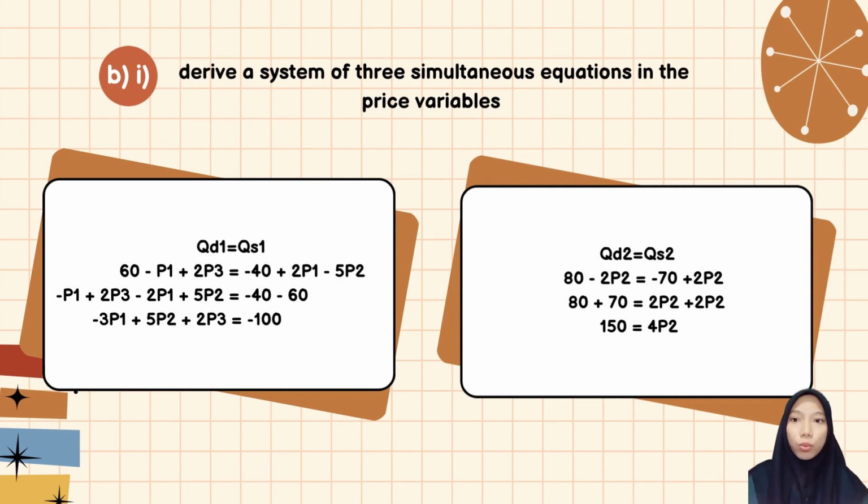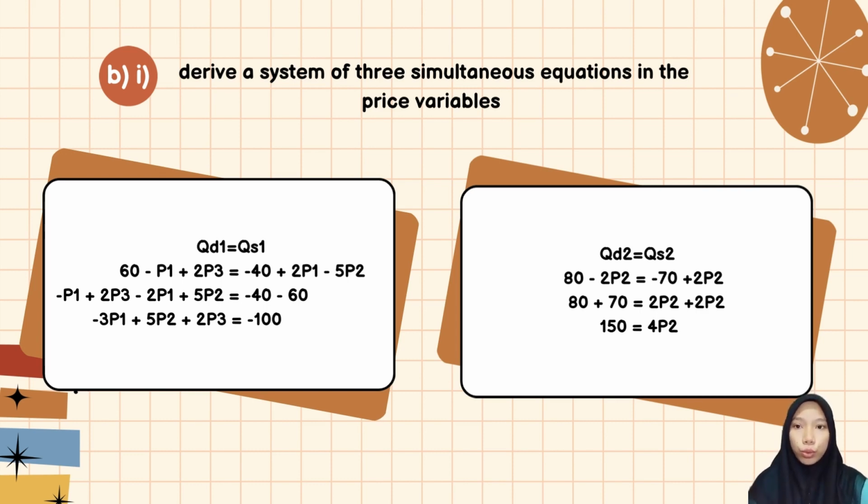For question B1, derive a system of three simultaneous equations in the price variables. To achieve equilibrium, we need to consider that quantity demanded and quantity supplied are equal. So for good 1, we get 60 minus P1 plus 2P3 equal to negative 40 plus 2P1 minus 5P2, and the final answer is negative 3P1 plus 5P2 plus 2P3 equal to negative 100.